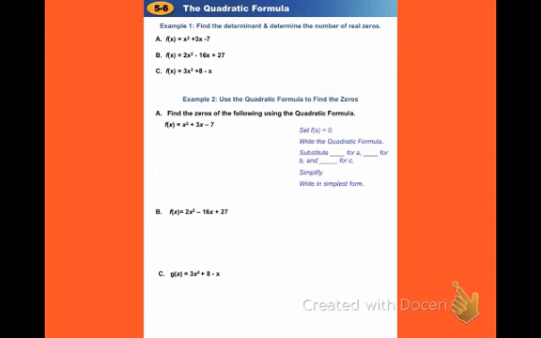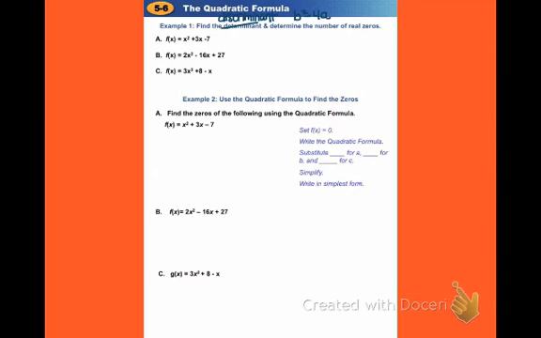All right, so this example says find the determinant, actually that should say find the discriminant and determine the number of real solutions. There is something called a determinant, but this is actually the discriminant. And it would make sense to call it the determinant because it does determine how many solutions you have, but it is called the discriminant. So that means we want to find b squared minus 4ac.